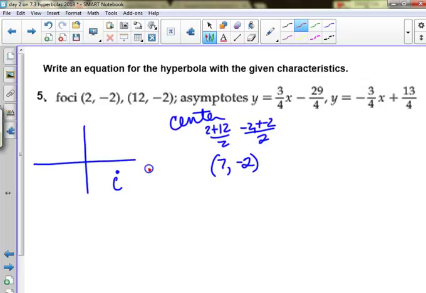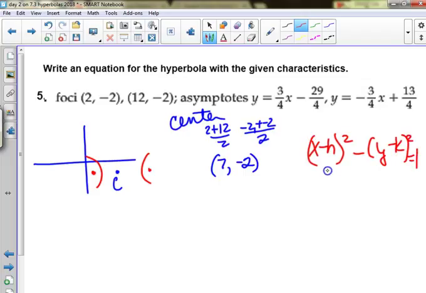Over 12, down 2, over positive 2, down 2. Those are the foci. So what is that telling us? It's opening this way, but it's not going through those foci, right? All right. How about the general form when it opens left, right? X minus h squared minus y minus k squared equals 1. A squared, b squared.